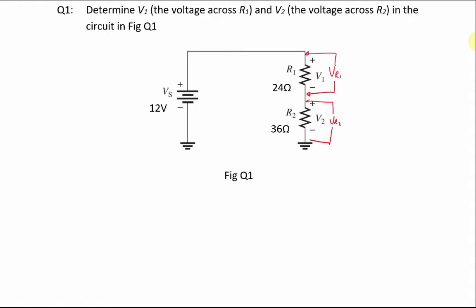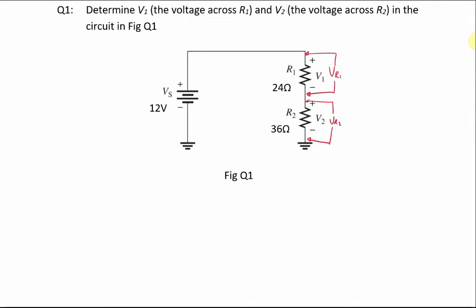So, how do we do that? Well, effectively what we have here is a 12 volt supply going to ground via two resistors. So part of that 12 volt supply is going to be dropped across R1 and R2. What we have here is a voltage divider circuit, or a potential divider circuit.